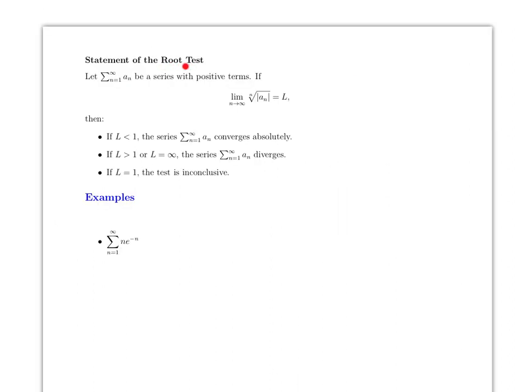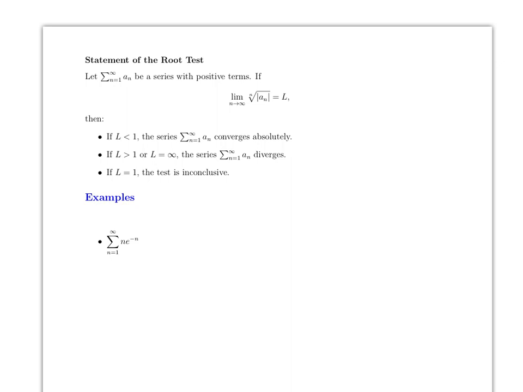The root test has technically the same statement as the ratio test for this part. The big difference is that for the root test, you take the nth root of the absolute value of an, but this part is the same. Okay, so let's do this example first. This is the exact same example that we did with the ratio test, and now we will do it with the root test.